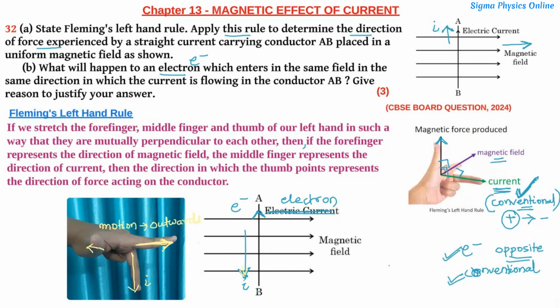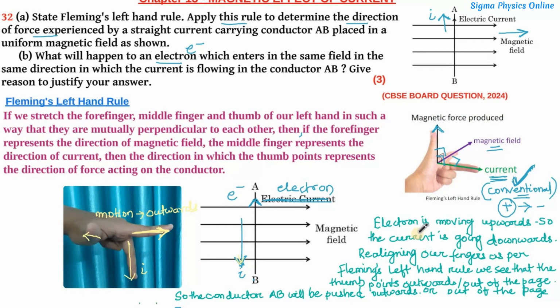So, now let's write down this answer. So, we can write it as the electron is moving upwards, so the current is going downwards. Realigning our fingers as per Fleming's left hand rule, we see that the thumb points outwards or out of the page. So, the conductor AB will be pushed outwards or out of the page. So, this is the solution to this question.